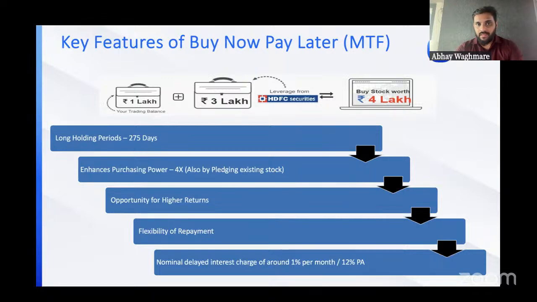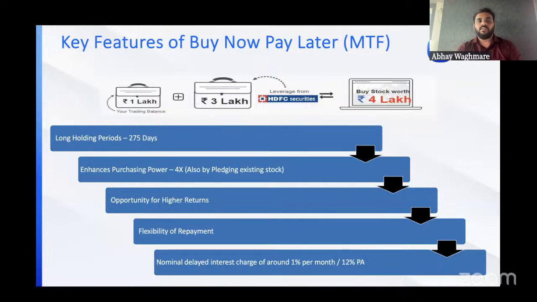Now, as I said, you only had 1 lakh rupees, but it is allowing you to buy stocks worth 4 lakh rupees. So since you are enhancing your purchasing power here, that automatically will lead to getting higher returns as well. अब मान लेते हैं, let's take an example. You buy 1 lakh worth of shares, and you sell that share in 2 months, and you had a target of 20%. So if it meets the target of 20%, वो आपका 1 लाख का 1,20,000 हो जाएगा.